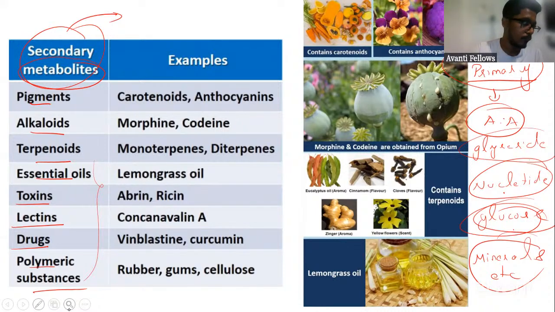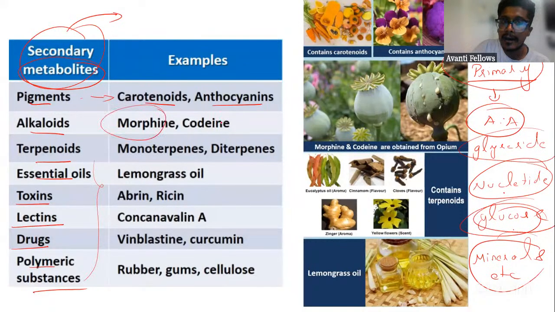Let's see them. The pigments: if you look at pigments, you have carotenoids and anthocyanins. These are examples of pigments. Carotenoids you can see in your carrot. Anthocyanins you can see in your leaf pigments or flower pigments.